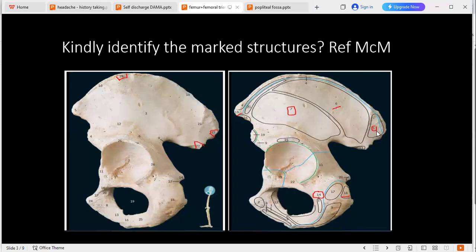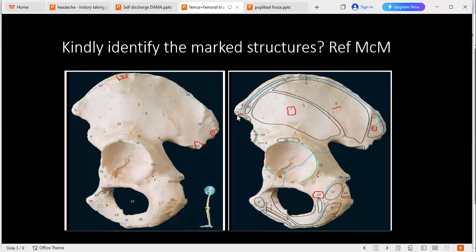Number 5. Which muscle is attached here? Gluteus maximus arises from behind the posterior gluteal line. Just identification. Number 6, please. Gluteus medius. 7. Gluteus minimus. I can hear paper. 10, please.